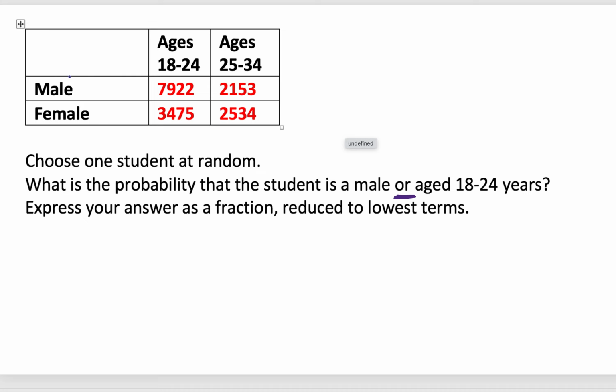Okay, so I'm going to go to my chart. I'm going to circle the males. I'm going to circle the 18 to 24, and I'm looking to see if these circles intersect and have anything in common, and they do. They have this 7922, which makes this not mutually exclusive, which means that I want to use my longer formula.